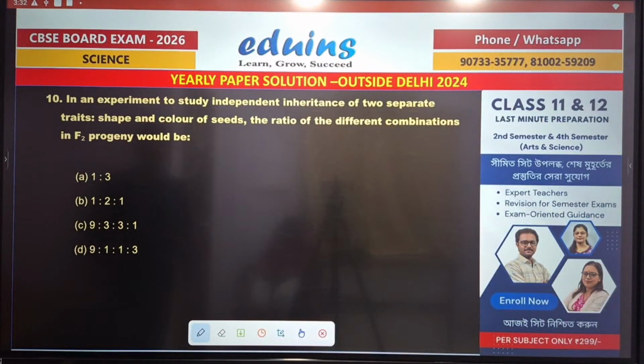Okay, next question. In an experiment to study independent inheritance of two separate traits, shape and color of seeds, the ratio in the different combination in F2 progeny will be? Option A, 1:3. Option B, 1:2:1. Option C, 9:3:3:1. Option D, 9:1:1:3.